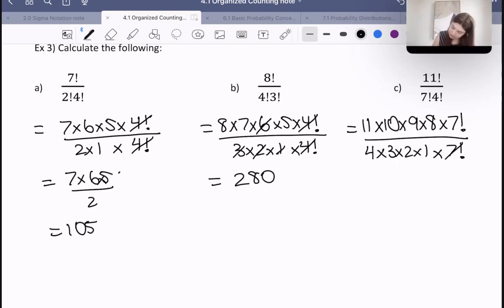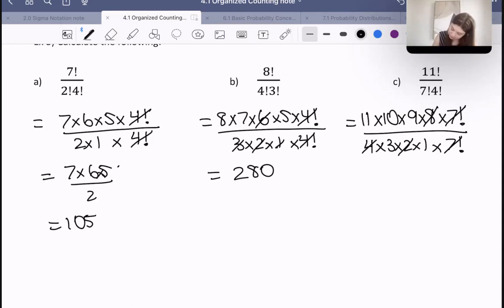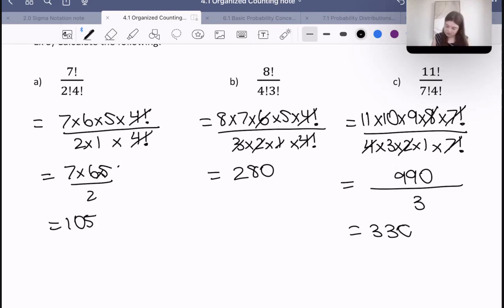So we cancel out those 7s. Also 4 times 2 is the same as 8, so we'll cancel out the 4, the 2, and the 8. So we're just left with 3 and 1. So 3 on the bottom, and then on the top, 11 times 10 times 9, which is 990. And then we can divide that by 3 and get the answer is 330.